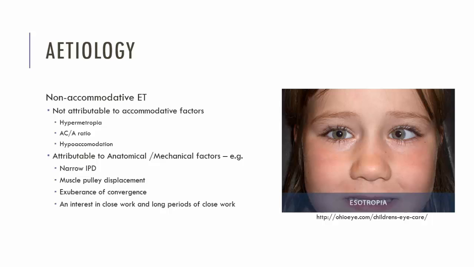The other is the ACA ratio. A high ACA ratio indicates that the patient has an accommodative esotropia. So the absence of a high ACA ratio indicates you have a non-accommodative ESO. And lastly, I've added there that the patient won't have a hypoaccommodative issue because these patients get classified as having an accommodative ET. So the causes of non-accommodative ETs relate back to anatomical and mechanical factors.